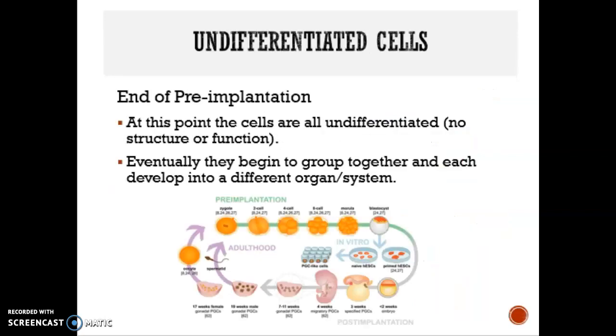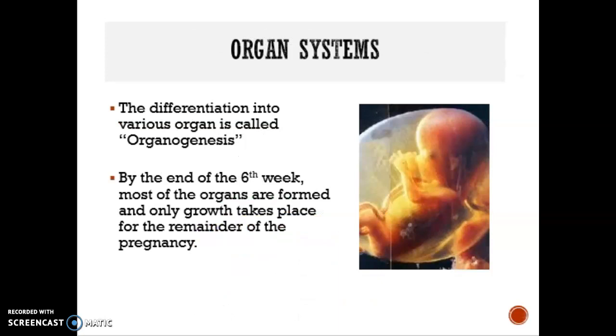During development, cells are at first undifferentiated and are dividing at a high rate. So at the end of the pre-implantation stage, the cells are all undifferentiated. That means they have no structure or function at this time. Eventually, they begin to group together and each develop into a different organ or system. The differentiation into various organs is called organogenesis. By the end of the 6th week, most of the organs are formed and only growth takes place for the remainder of the pregnancy.